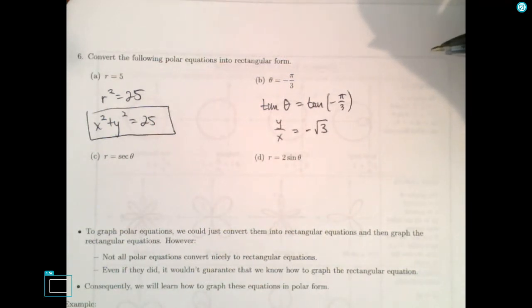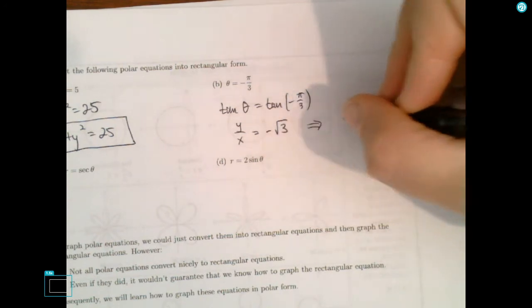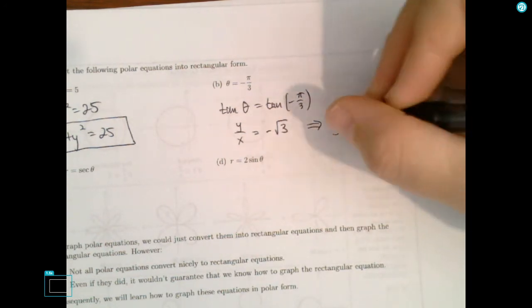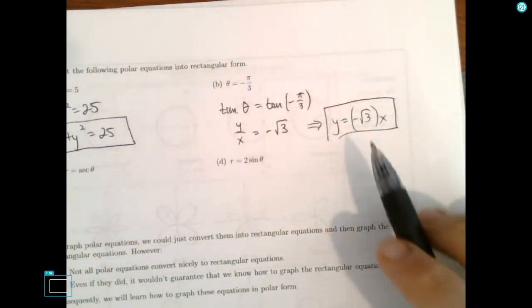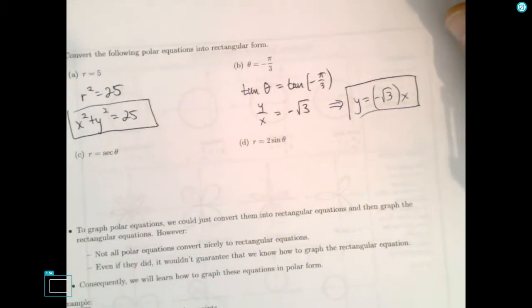Oh, we just did that on the previous page. I don't know why I didn't think of that. But anyway, solving this, y equals negative root 3 times x. And there you go. The slope of this line is negative root 3, so you'd go down about 1.7 and over 1. Okay.